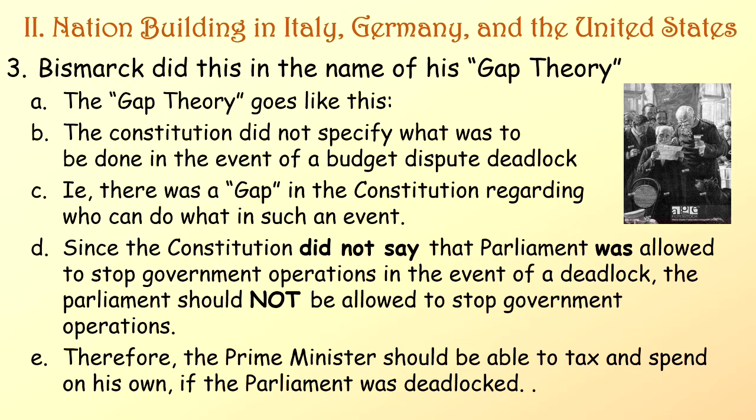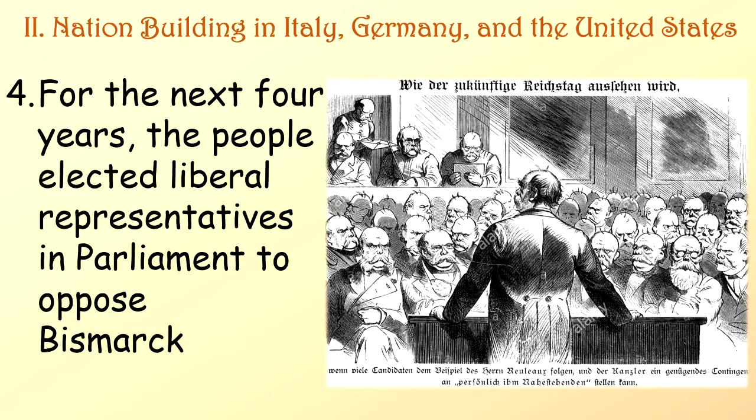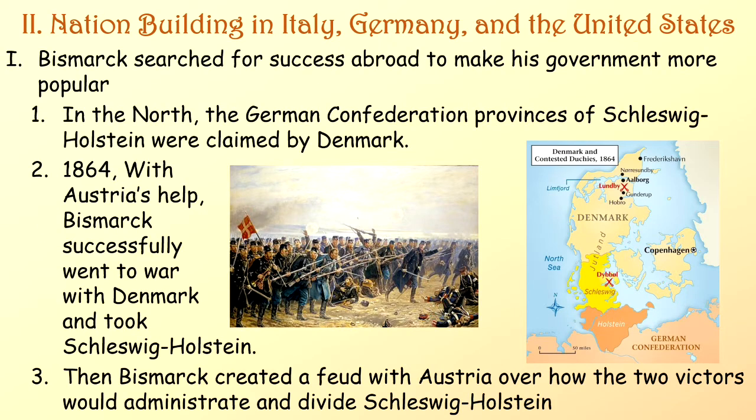And since the Constitution did not say that Parliament was allowed to stop government operations in the event of a deadlock, the Parliament should not be allowed to stop government operations in the event of a deadlock. Therefore, the Prime Minister, Bismarck, should be able to tax and spend on his own if Parliament was deadlocked. For the next 4 years, the people elected liberal representatives in Parliament to oppose Bismarck. Bismarck searched for success abroad to make his government more popular.